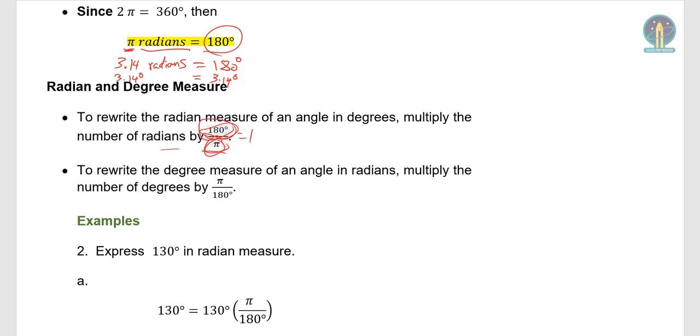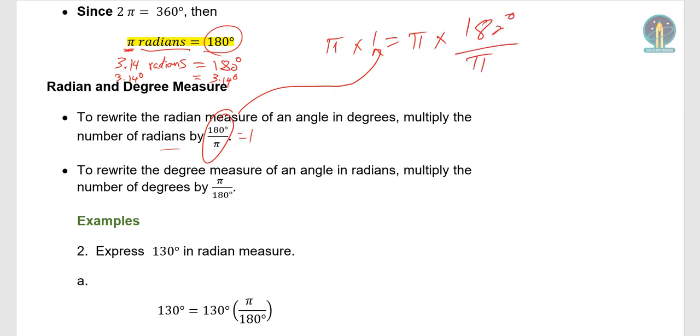So if we have an angle in radians, again, so pi radians, for example, pi radians times 1 is just pi radians, but then I want to put this in place of the 1. So pi times 180 degrees over pi, the pi cancels with pi, and then we just get 180 degrees.